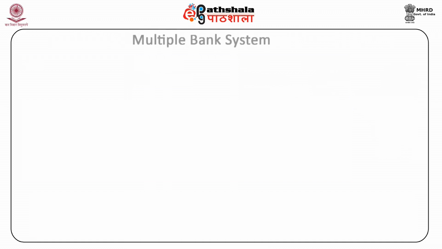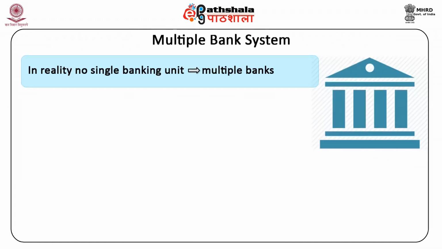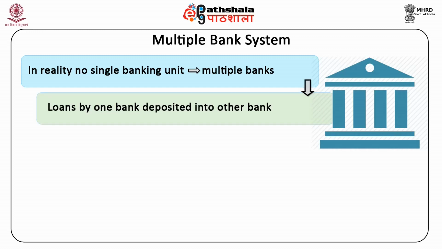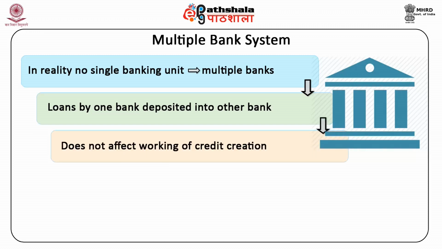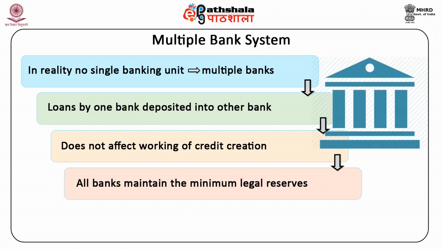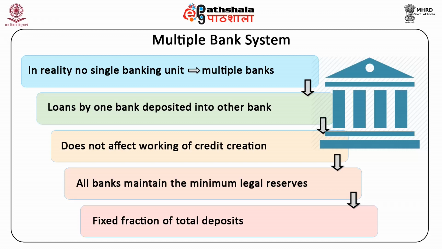Moving on to the multiple banking system, in reality, there is no single banking unit in the commercial banking system. Rather, there exist multiple banks, and loans extended by one bank may be deposited into the deposit account of another bank. However, the existence of multiple banks does not affect the working of the credit creation process. In a multi-banking system also, all banks need to maintain the minimum legal reserves, which are a fixed fraction of total deposits.